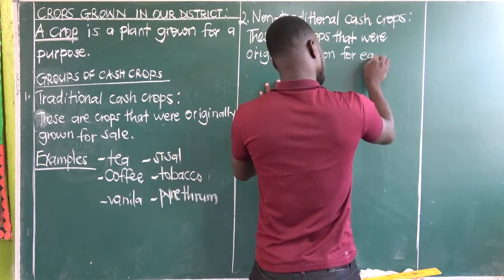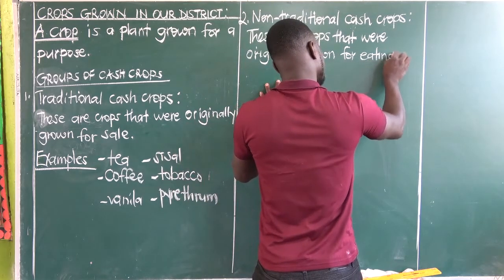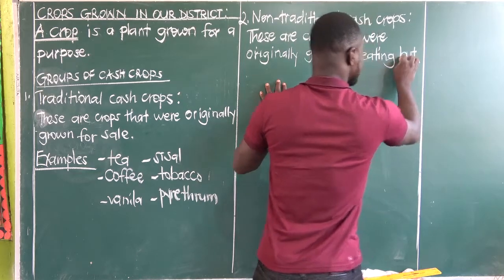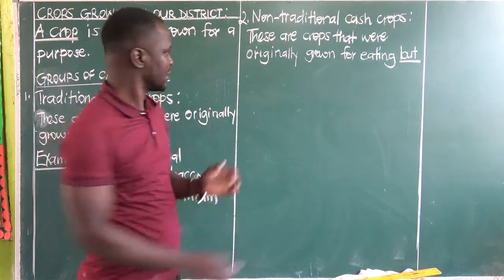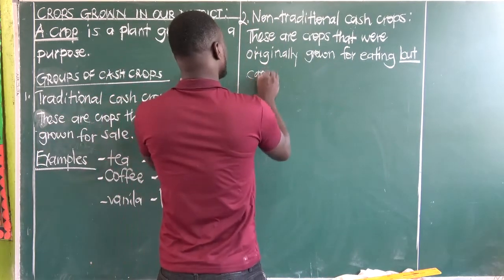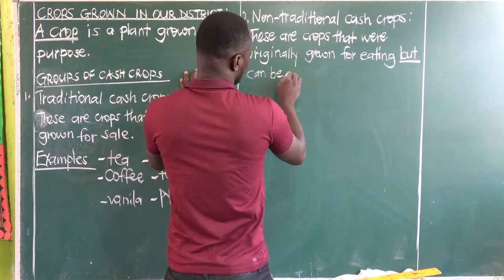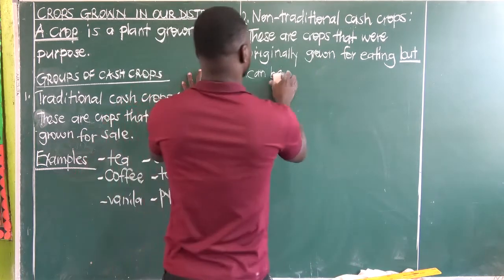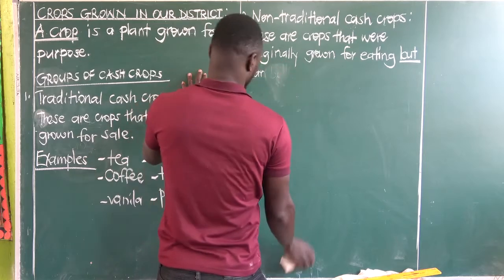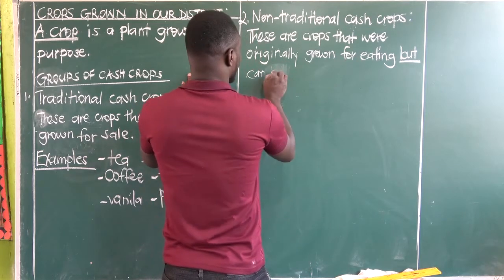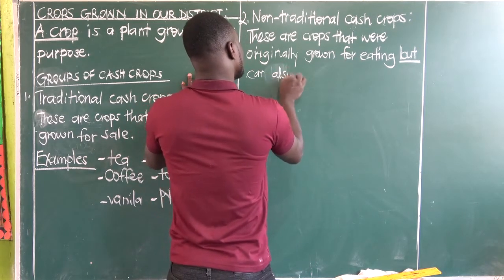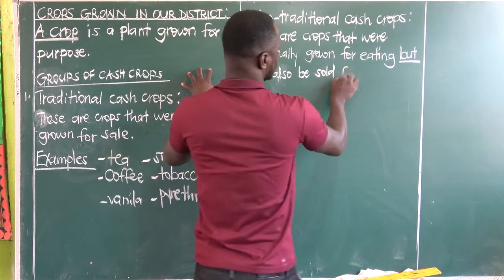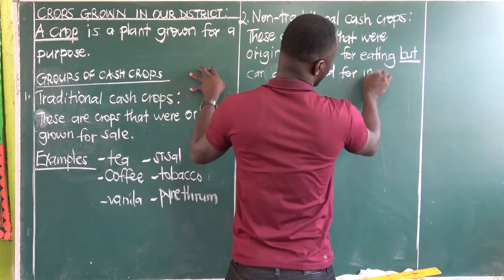for eating. We need to get the difference here. They were originally grown for eating, but can also be sold for income.